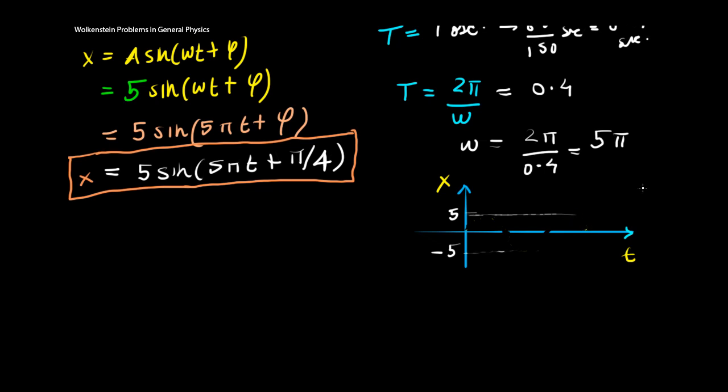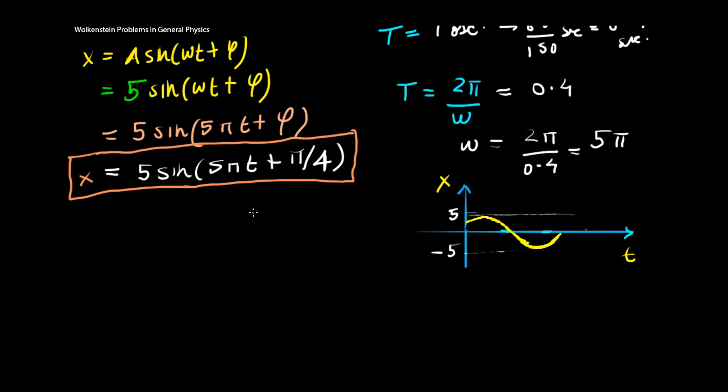So I'll just draw these lines. Okay. So at t equals 0, it is sine of pi by 4, which is 1 over square root of 2. So x becomes 5 by square root of 2, which is just a bit less than 5. So it's going to start something like that, and it's going to be elongated. Okay, so it's going to look something like that.